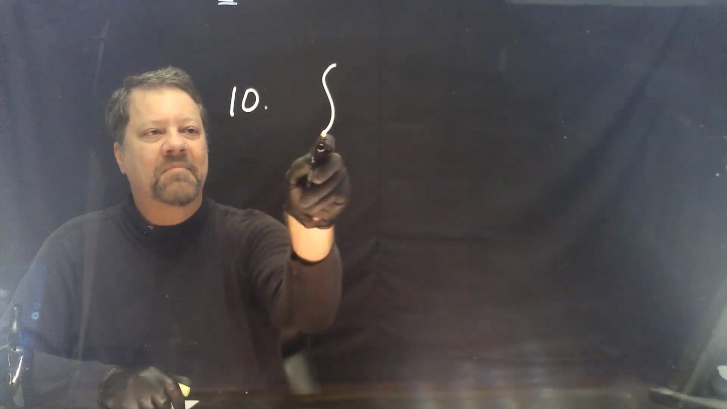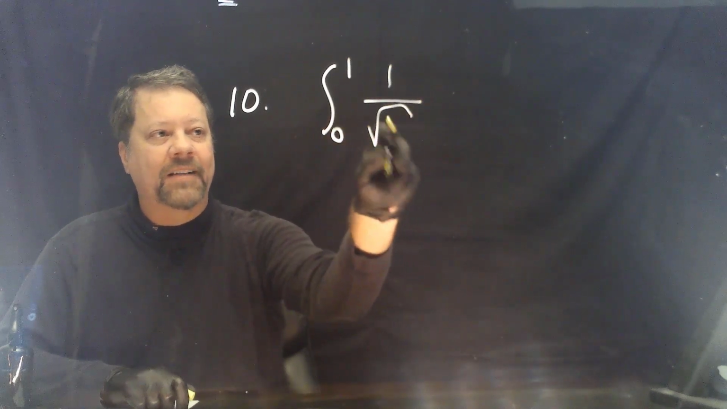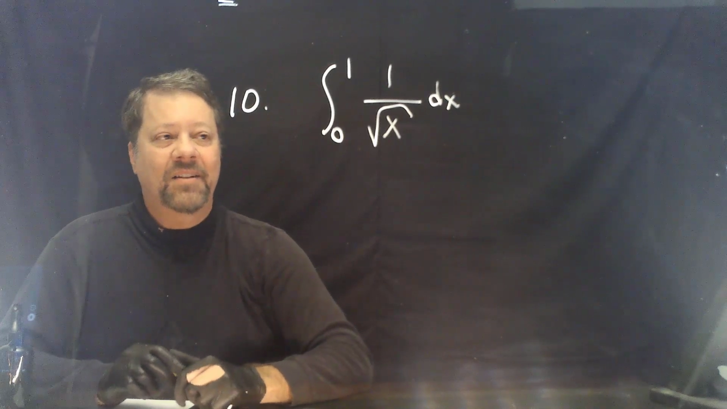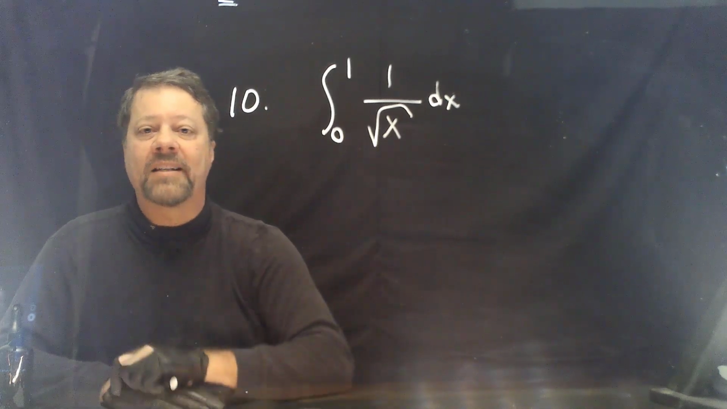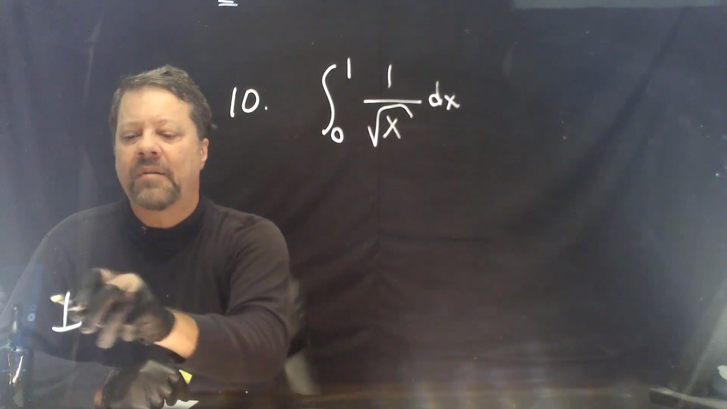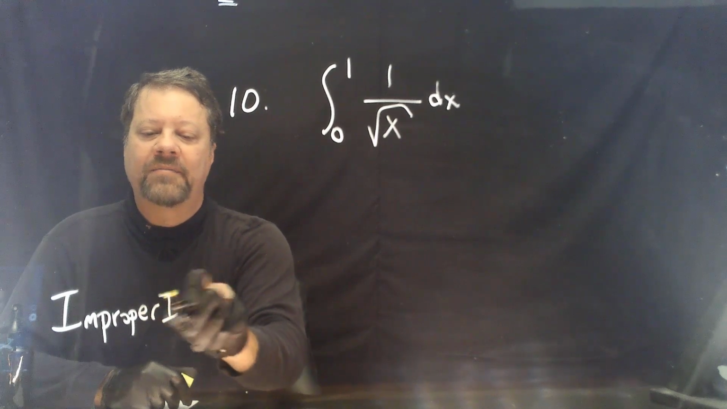On number 10, we're integrating from 0 to 1, 1 over the square root of x dx. You'll see that the integrand is discontinuous at 0. So this is an improper integral.